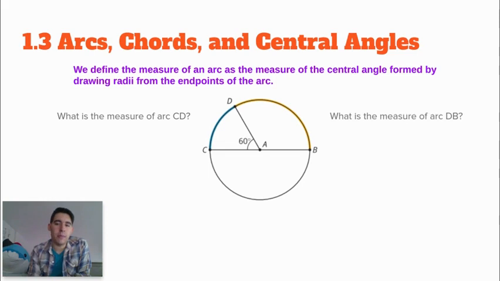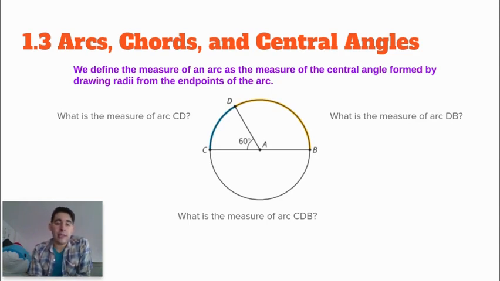So what is the measure of arc DB? Well, DB would have to be 120 degrees because angle DAB would have to be 120 degrees. So whatever the central angle is, that's the measure of the arc. We could also talk about arcs that are bigger than just a small one angle.